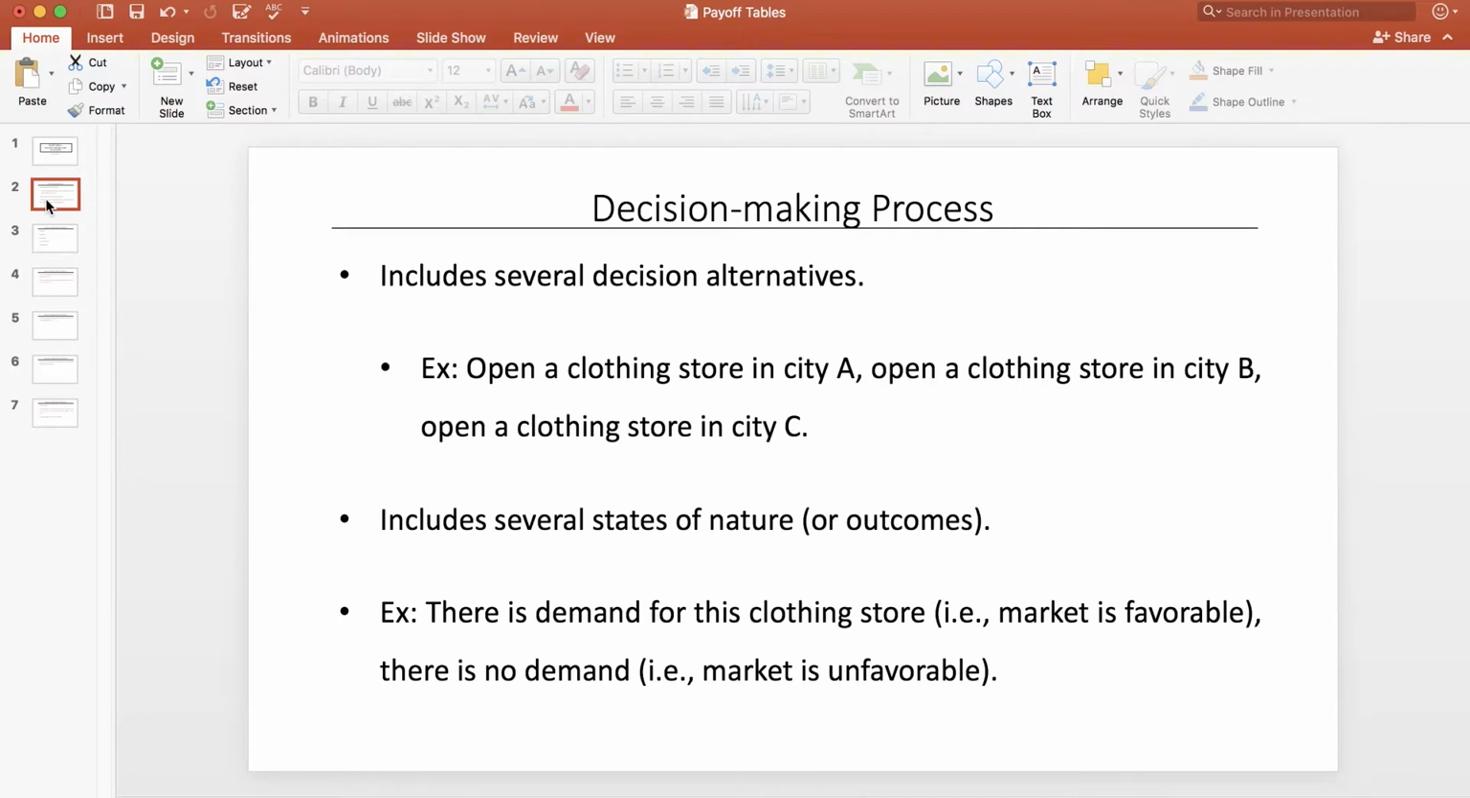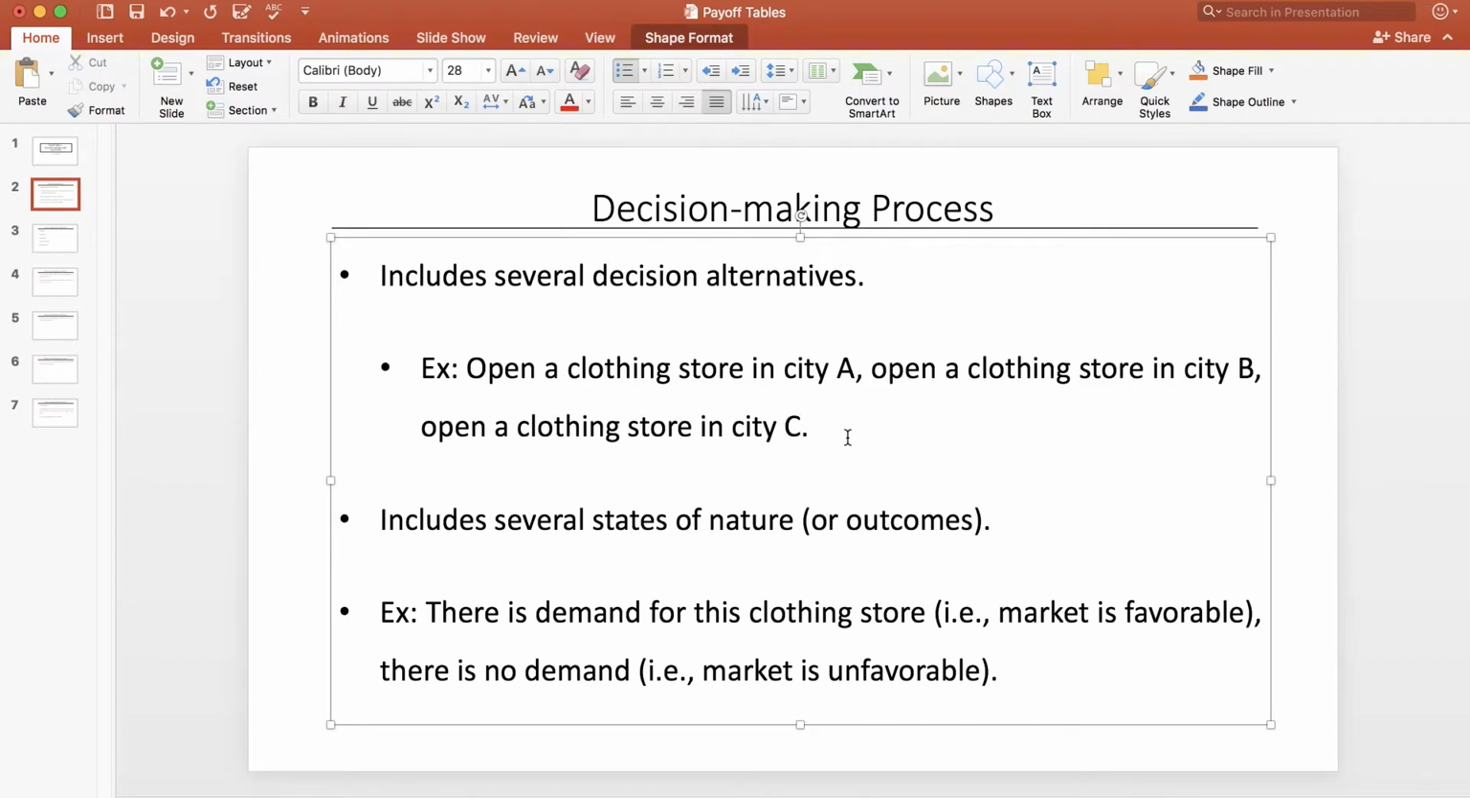Let's say that we want to open a clothing store and we identified 3 candidate locations to open our store. Let's say that these locations are in city A, city B, and city C. So we have 3 candidate locations, which means that we have 3 decision alternatives.